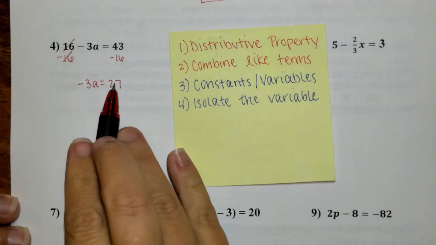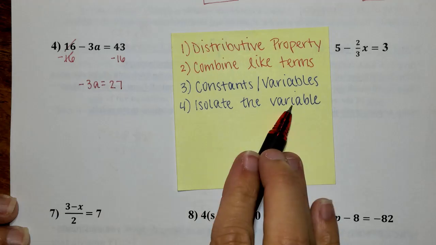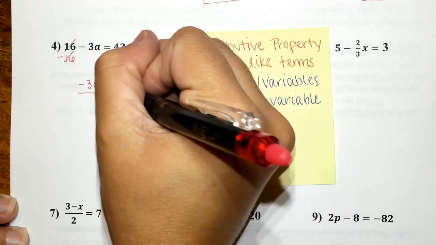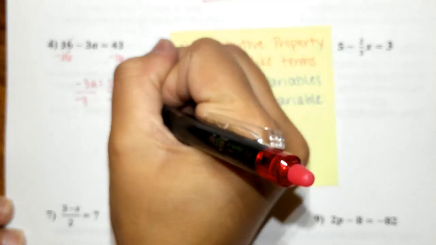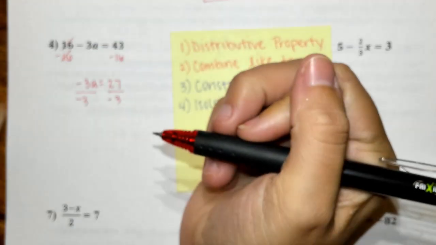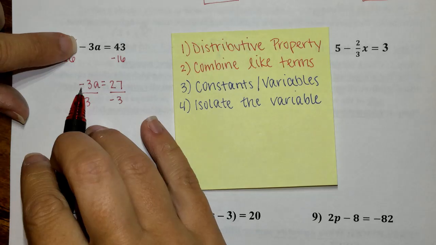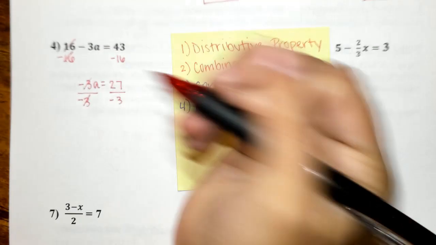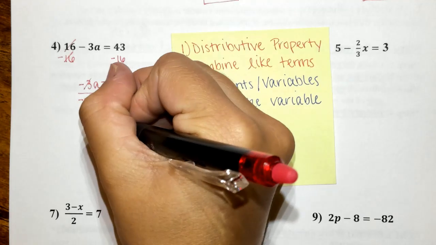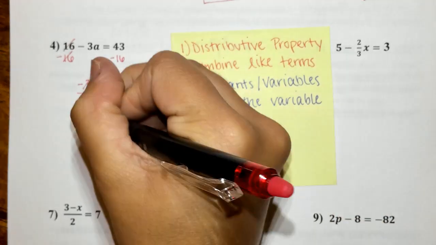43 minus 16 is 27. My last step, negative 3 is being multiplied by a, so to isolate the variable, the opposite of multiplication is division. We divide by whatever the variable is being multiplied by. So it's a negative 3. You have to pay attention that 3a, because it is being subtracted, it does come down. That negative sign stays with it. Negative 3 divided by negative 3 is 1. 1a is just a. And 27 divided by negative 3 is negative 9.